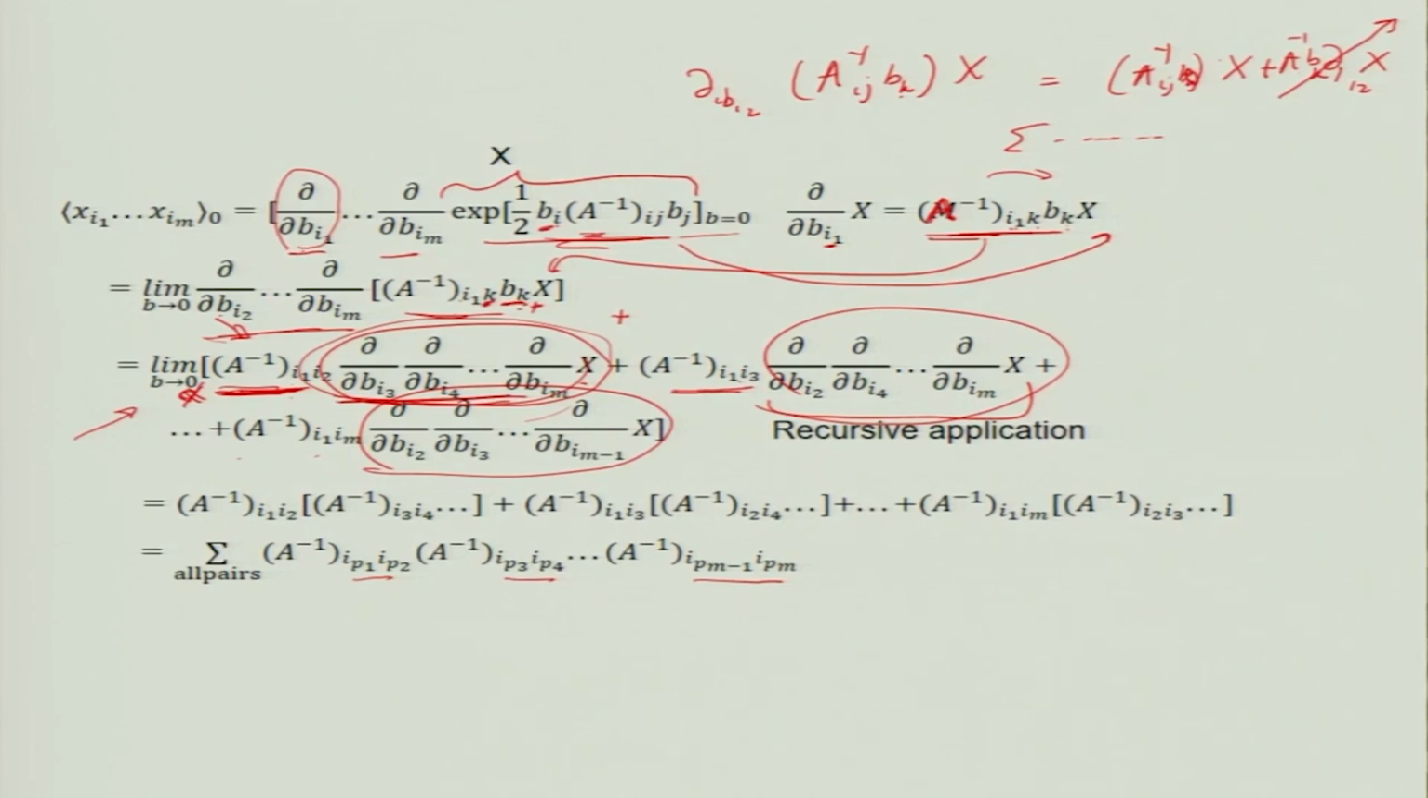It is a bit tedious, but if you follow the idea, you will understand the proof. m derivatives, but then you do 2 of them, then the remaining m minus 2, then keep doing it. This is for even ones. Odd one is 0.